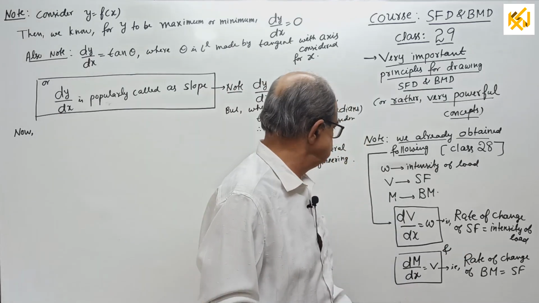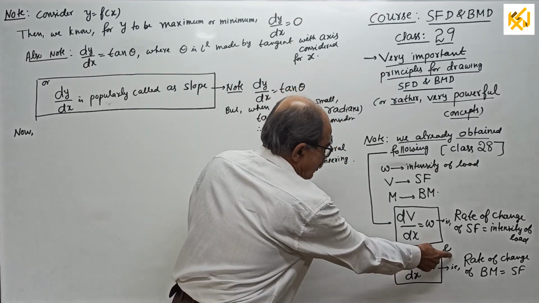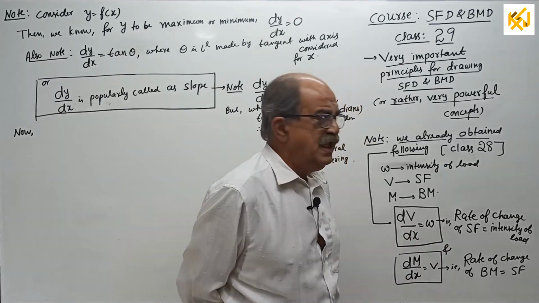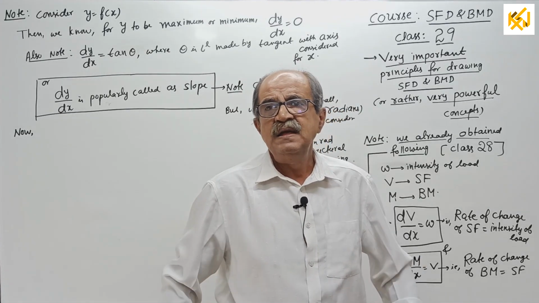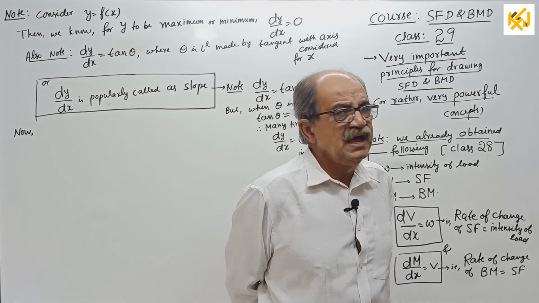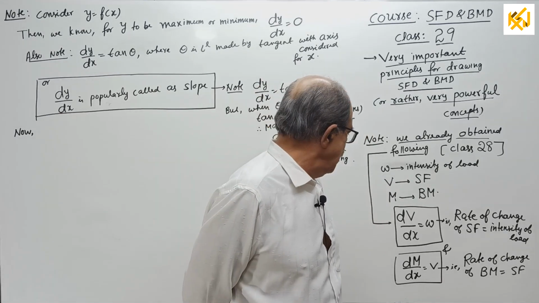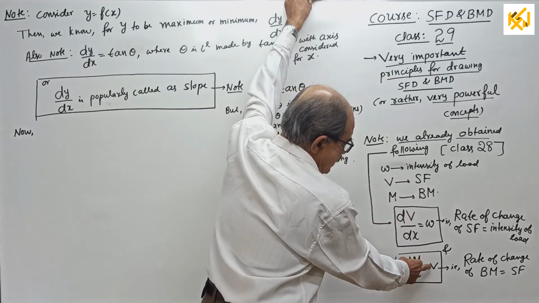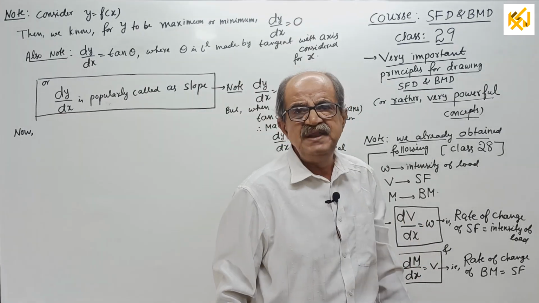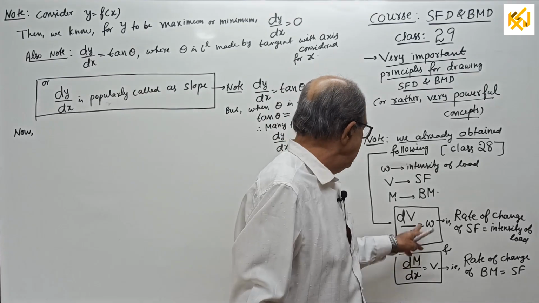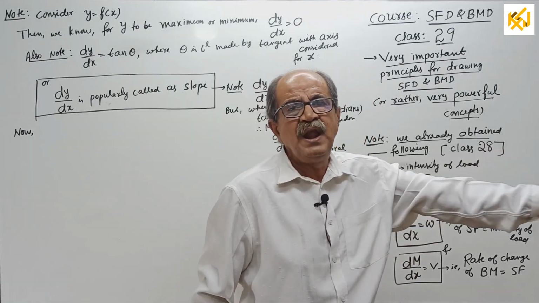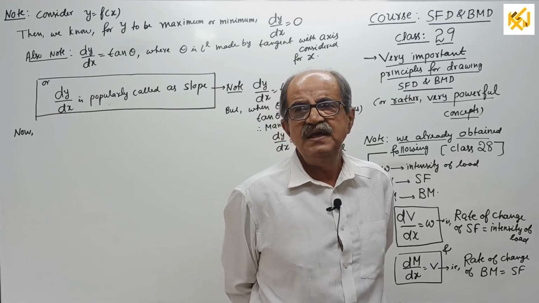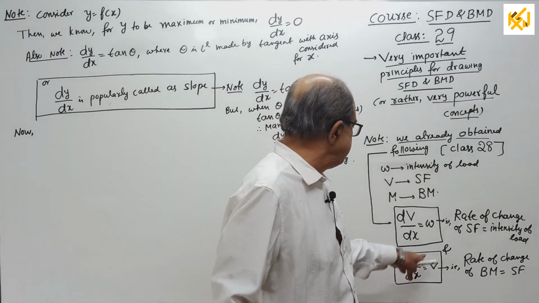I will explain. Also, see, I wrote dM by dx is V. Rate of change of bending moment equals shear force. Now remember, rate of change of shear force equals intensity of load. Rate of change of bending moment equals shear force. Sometimes minus will come here, sometimes minus can come here. That is based on sign convention. So many people tell dV by dx is minus w. I already proved last time, no, you should not tell minus w. That depends on sign convention. If I adopt a different sign convention, I will get plus w.